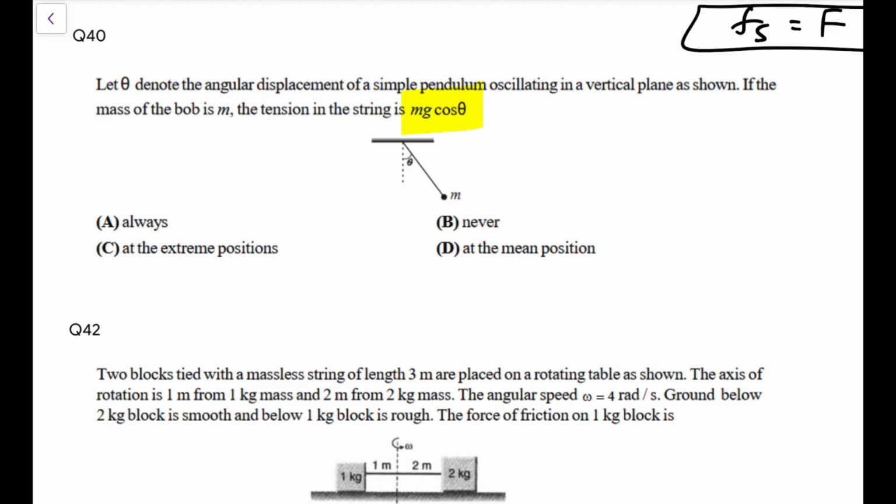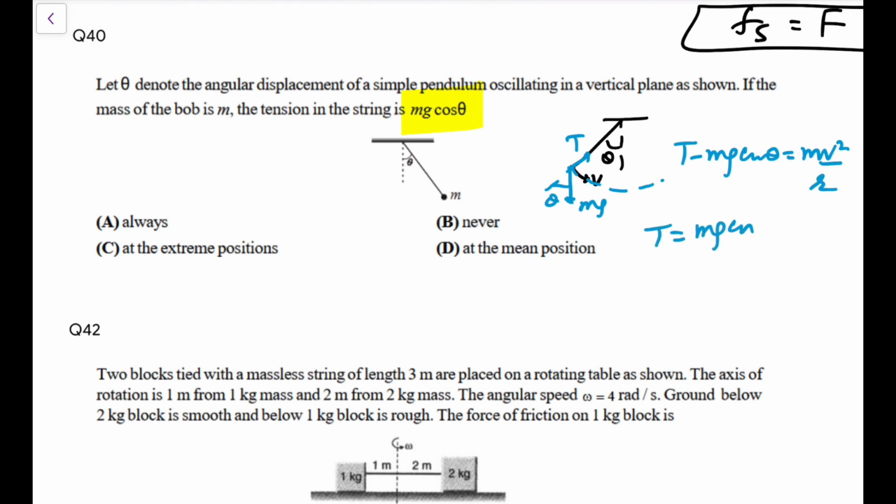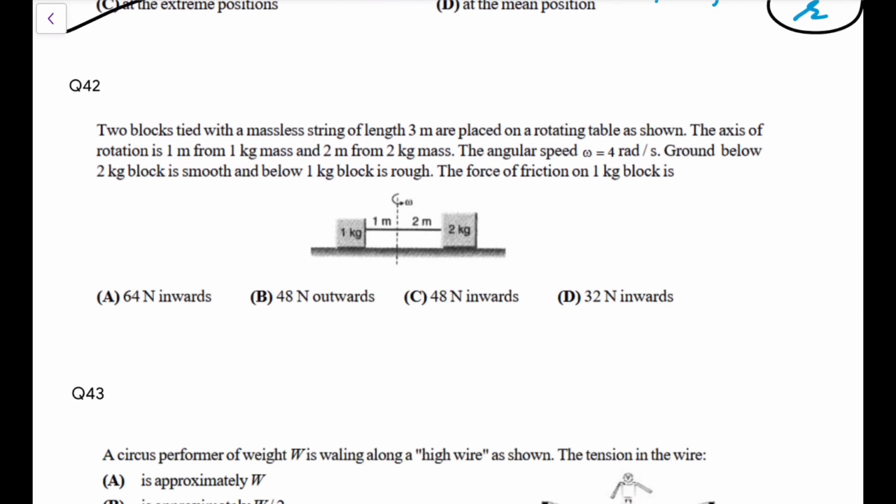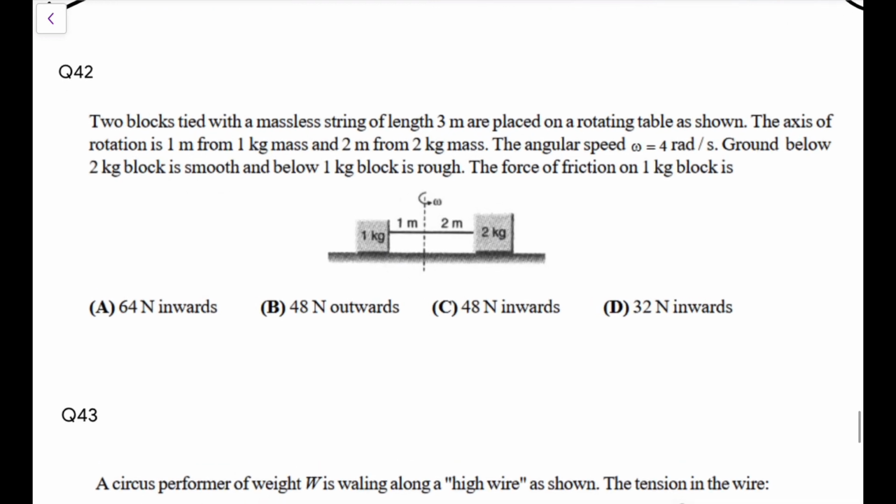So you know the general expression we write for this pendulum case. If it is at theta and let's say it is going with speed v, if I draw the FBD, there will be mg and there will be T, and because it is going in a circular path, the force towards the center, that is T minus mg cos theta, is equal to mv square by r. So T in general is equal to mg cos theta plus mv square by r. So tension can be equal to mg cos theta only when this term is 0, that is when speed is 0, and that is at the extreme position. So it is only at the extreme position we can write this.